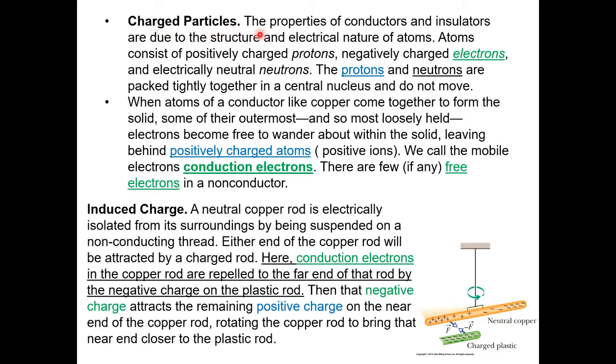Okay, so for charged particles, the properties of conductors and insulators are due to the structure and electrical nature of atoms. I suppose you have learned it in high school chemistry class. Each atom has protons, neutrons, and electrons, 质子、中子、电子. The protons and neutrons are packed tightly together in a central nucleus and do not move, and the electrons rotate around the nucleus. When atoms of a conductor like copper come together to form a solid, some of the outer, loosely held electrons become free to wander around.